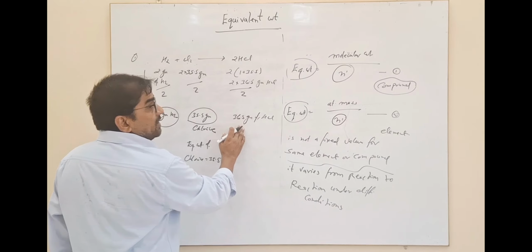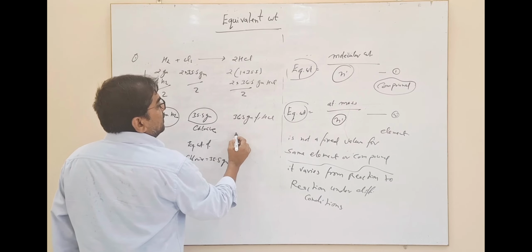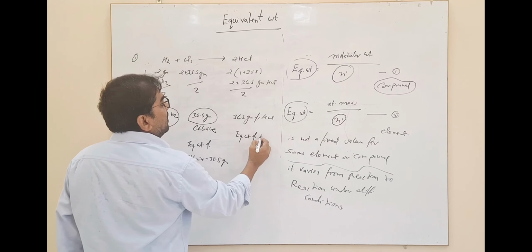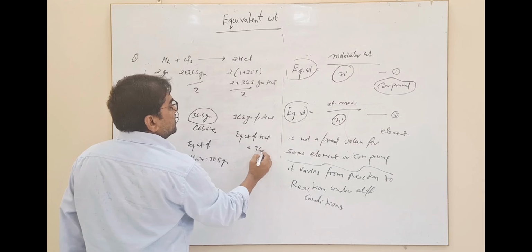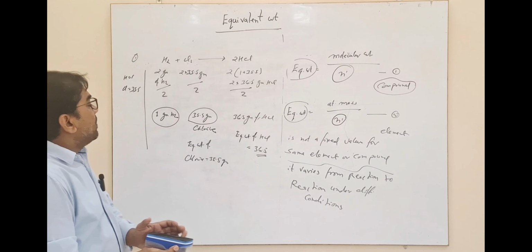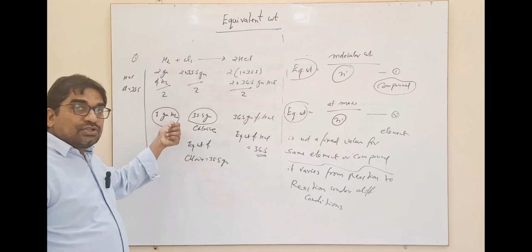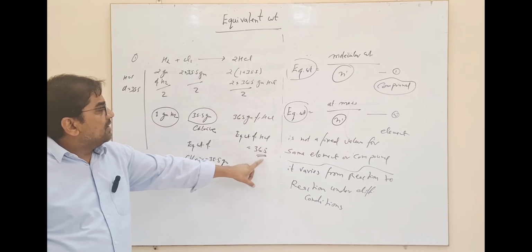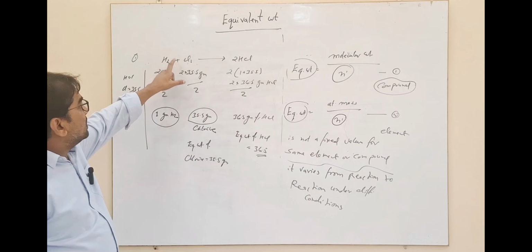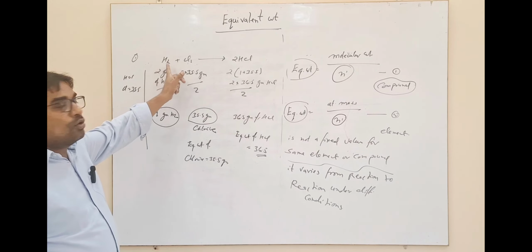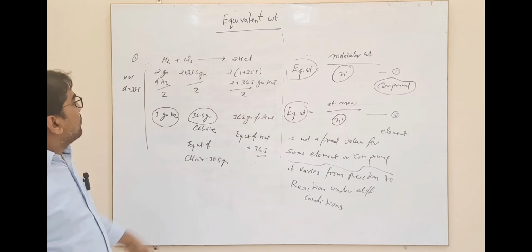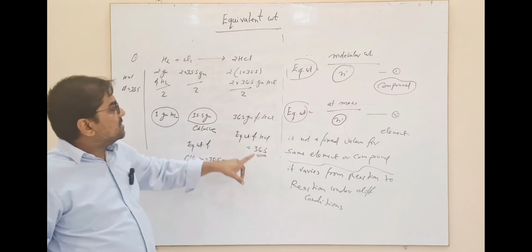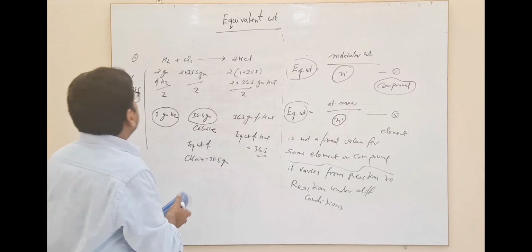What will be the equivalent weight of HCl here? It will be 36.5. Why? Because 1 gram of H2, as per definition, gives 36.5 gram of HCl. Therefore, in this balanced chemical equation, in the combination of H2 and Cl2, the equivalent weight of chlorine will be 35.5 and of HCl will be 36.5.